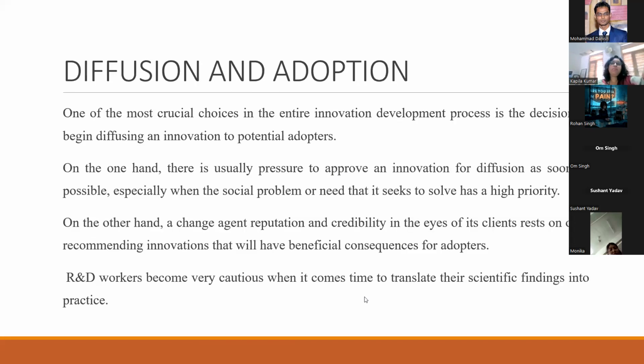Now, finally comes the diffusion and adoption of your innovation by the society, or the adopters, or whatever was the market that you were finally targeting. R&D workers become very cautious when it comes to translating their scientific findings into practice. Mostly, researchers who become innovators fail in these stages of commercialization, diffusion, and adoption, where the target market either does not accept it in required proportions, or the demand and supply stability is not there.